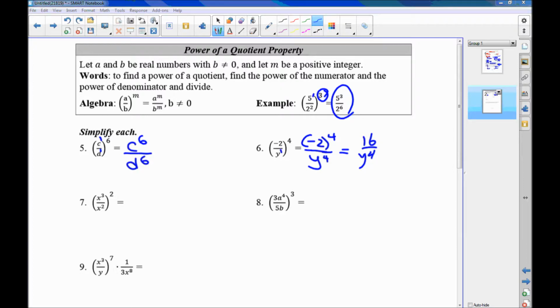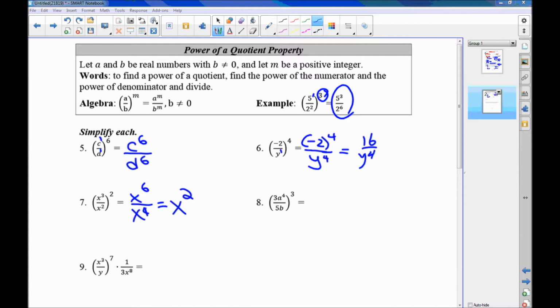All right, number 7. First, we'll do our power on the outside. So this will become 3 times 2 for x to the 6th in the numerator, and 2 times 2, so x to the 4th in the denominator. And then we use the rule we learned on the last page, which is we can subtract the exponents to make this x squared.